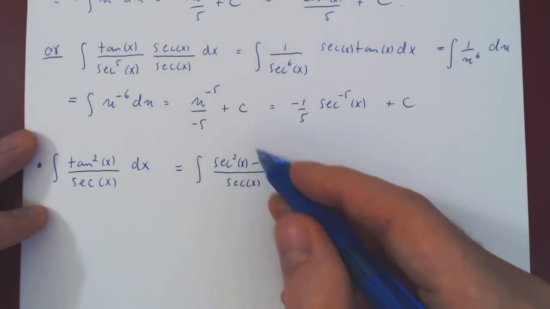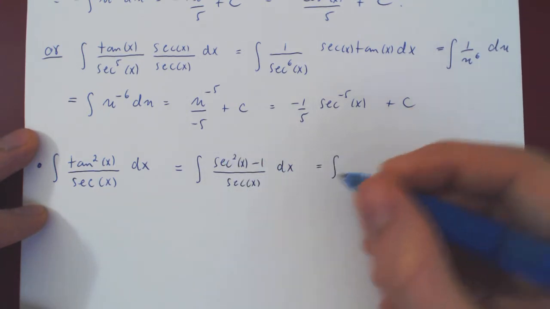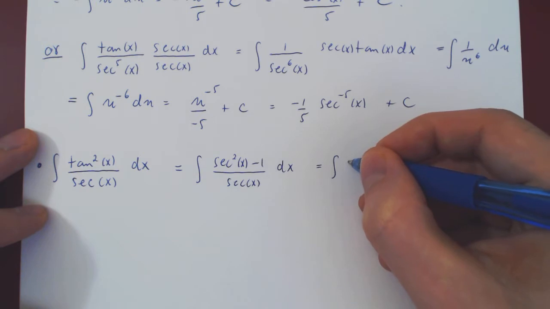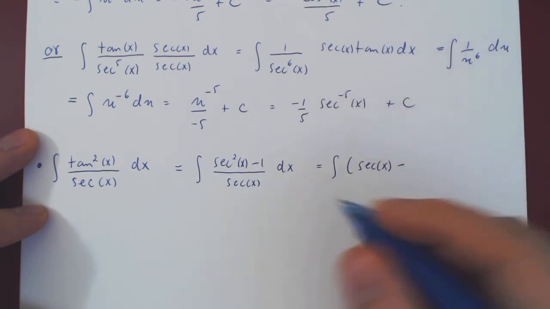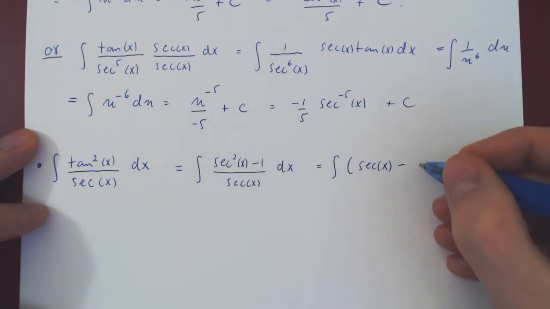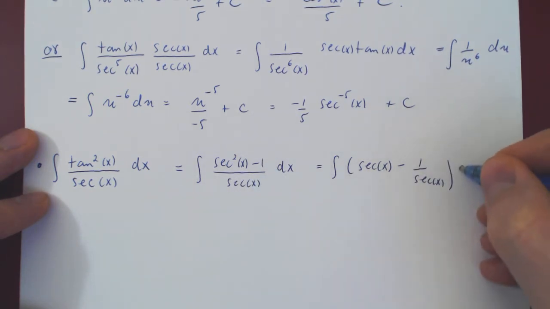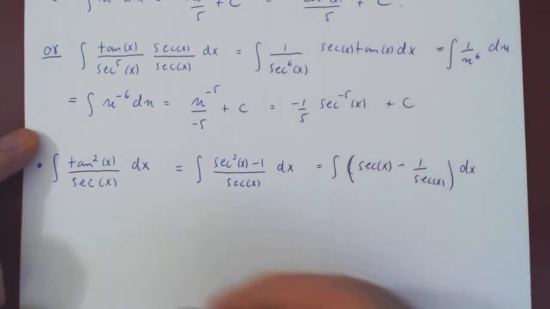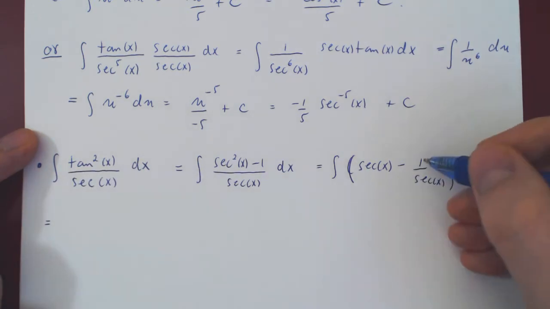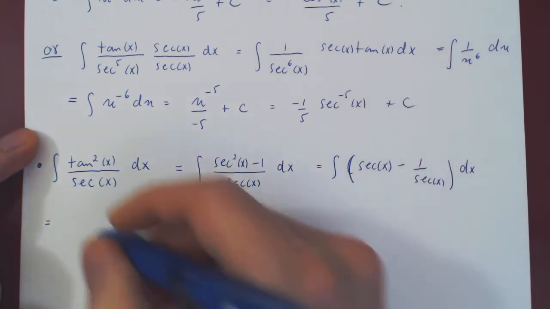Now if we leave it like this, not very useful. But let's divide through. Secant squared over secant is simply secant of x, minus 1 over secant. Now the idea here is, if you think of it, secant is 1 over cos. So you have 1 over 1 over cos, so this is simply cos of x.